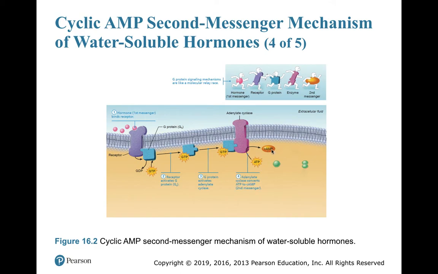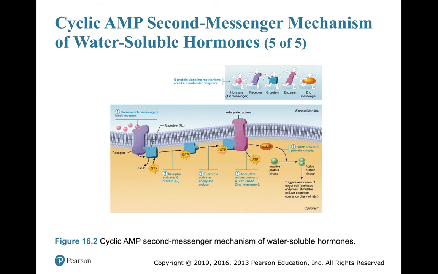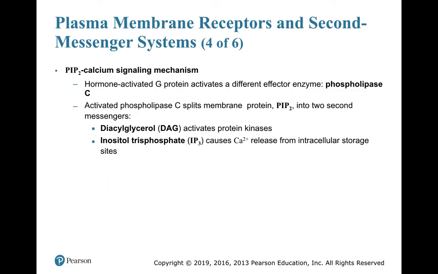Cyclic AMP, the second messenger, then works to turn on protein kinases, and that protein kinase will hit other targets, turning on and turning off things that need to be done in response to this hormone. So again, the key here is one hormone, one first messenger, lots of second messenger, amplification.